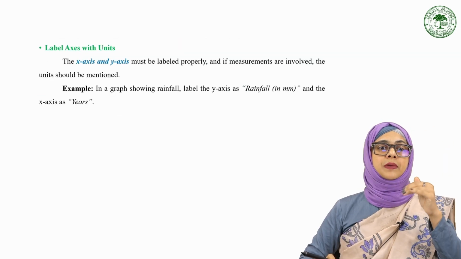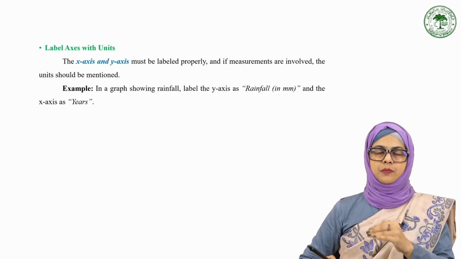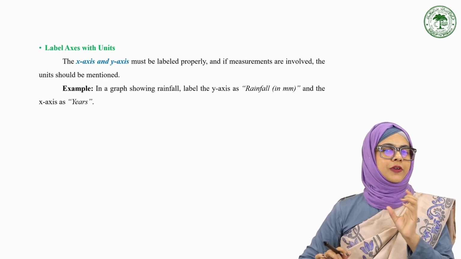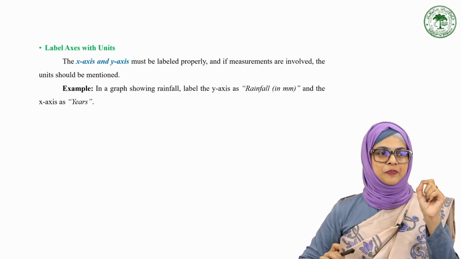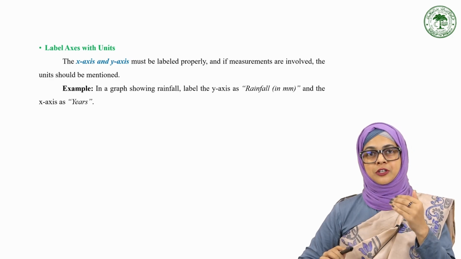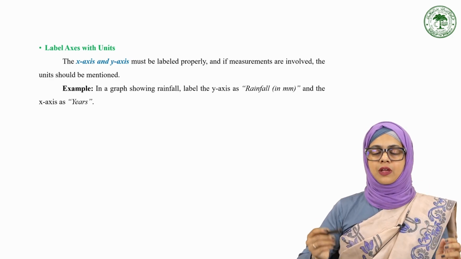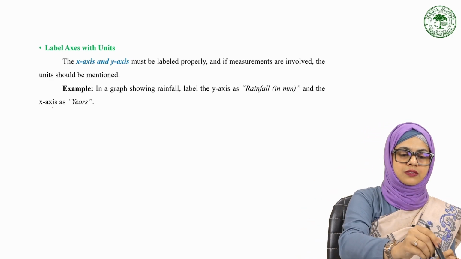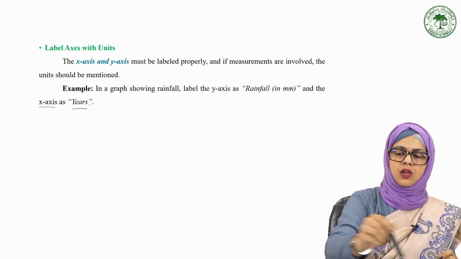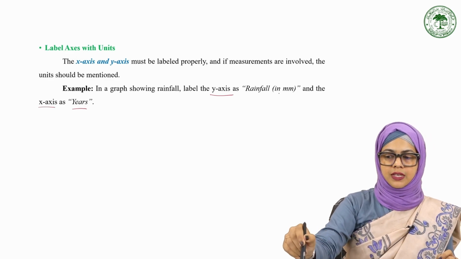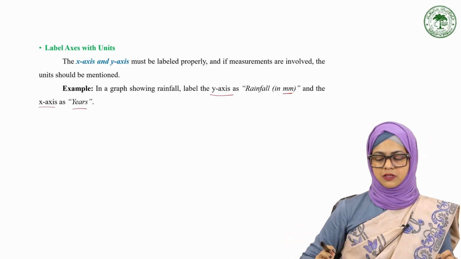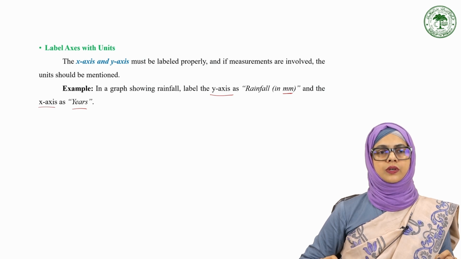Then, of course, labeling axes with units, that's important. Remember in your school times when you did not write the units and how your marks were deducted because of that. So it's very important. If you were writing the x-axis in years, the y-axis is rainfall, which is in millimeters. So this is important that you have to write the unit as well.